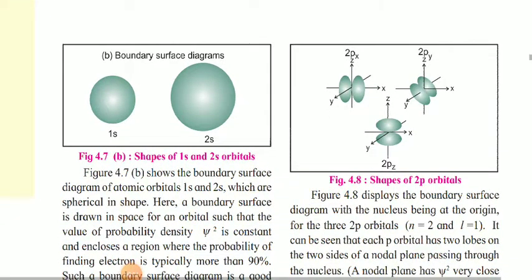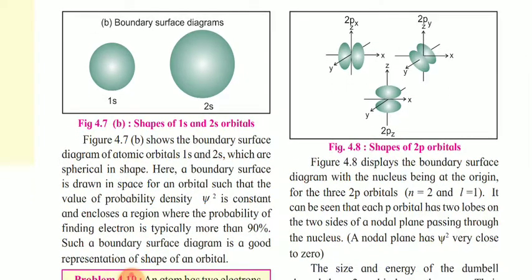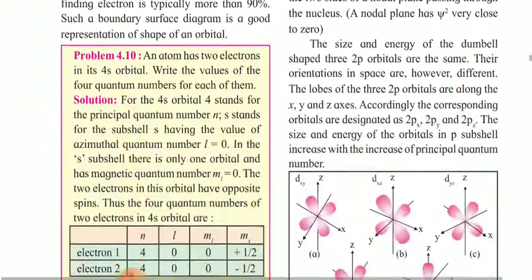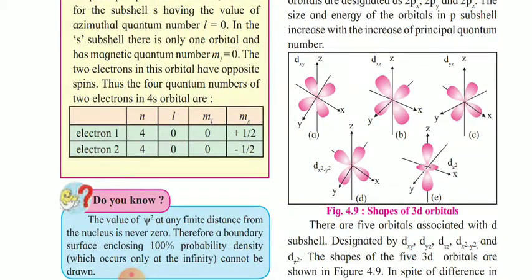Students, we are in the topic of structure of atom. In our last lecture, we have seen the shapes of different orbitals. In it, we have seen the 1s and 2s orbitals, their corresponding shapes, as well as the shapes of 2p orbitals. Students, we have also covered the shapes of d orbitals.